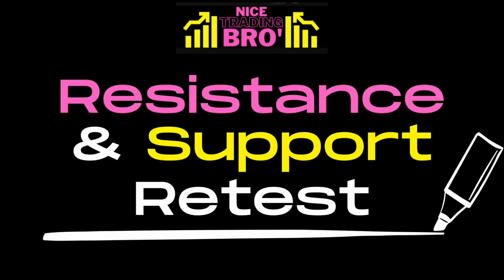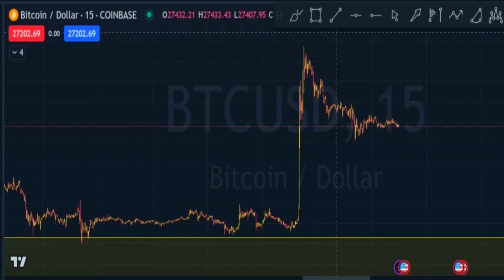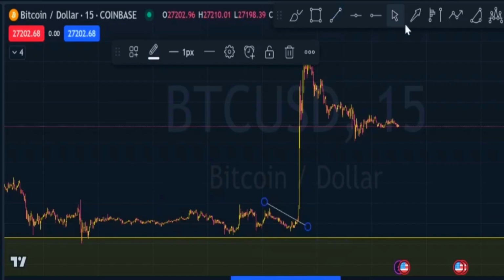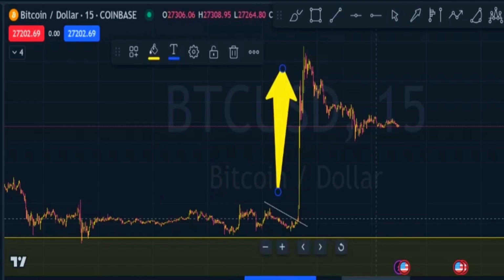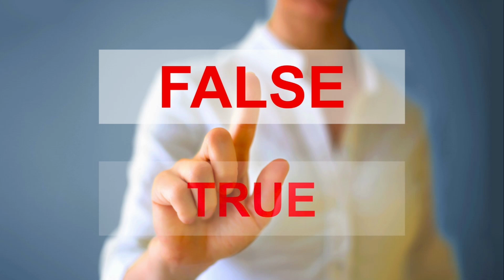Resistance and support retests. Only about 50% of the movements after a trend break perform a retest before the new trend is finally established. False signals at support and resistances.